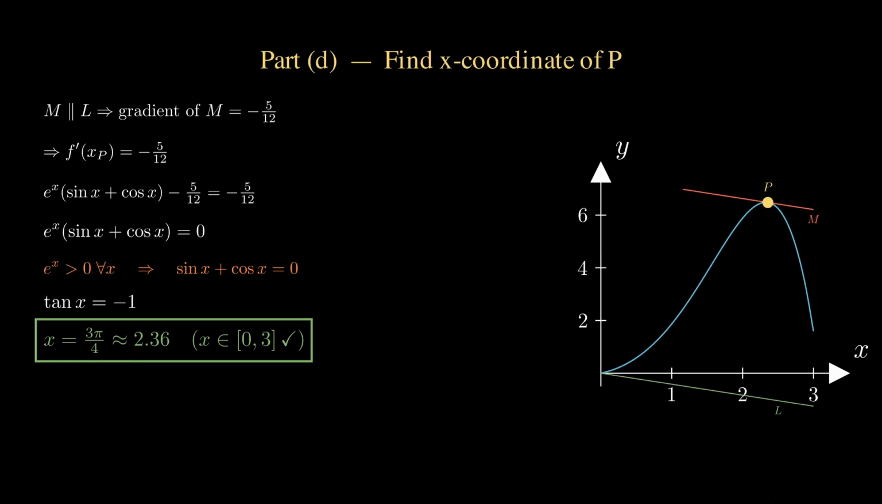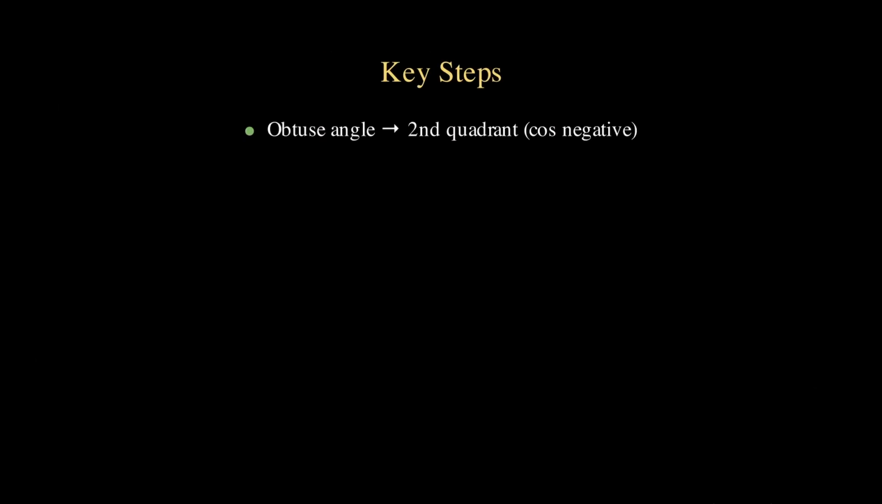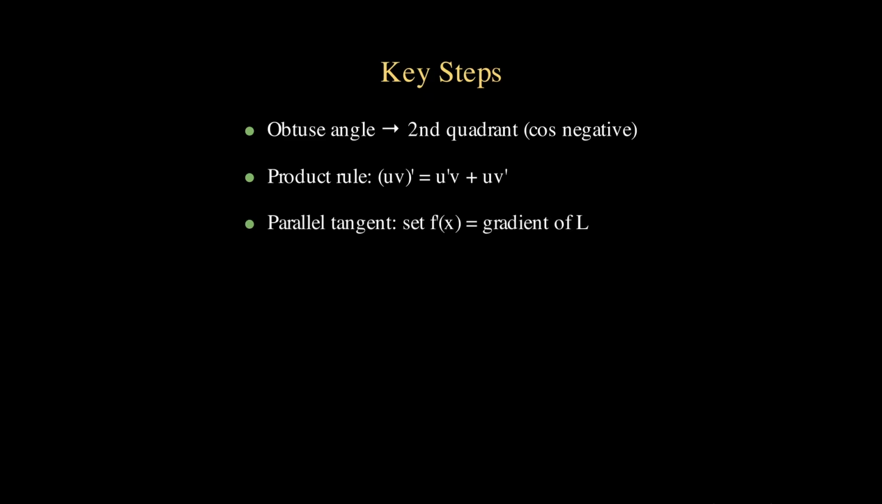And there you have it, a complete IB question connecting trigonometry, the product rule, and the geometry of tangent lines. Remember the key steps: obtuse angle, go to the second quadrant; product rule, u prime v plus uv prime; parallel tangent, set f prime equal to the gradient of L.